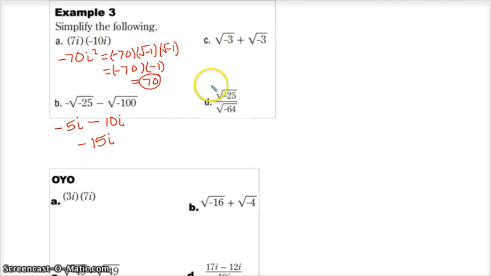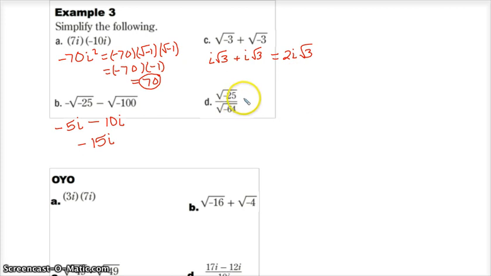How about part C? The square root of -3 is i times the square root of 3. And again, I have i times the square root of 3. Combining my like terms, I'm left with 2i times the square root of 3.